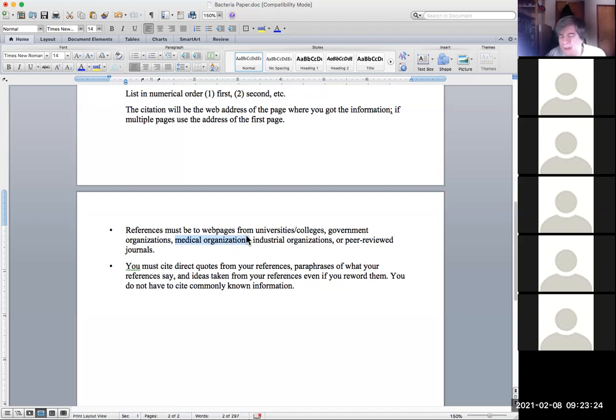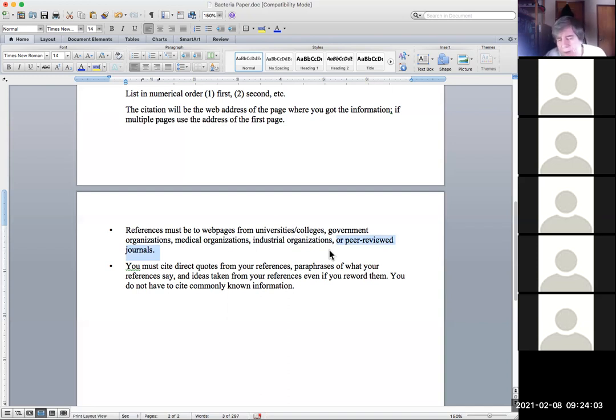You might get information from an industrial organization. For instance, there are several organizations that look at how food is produced. So you might have a reference from the ADA, the American Department of Agriculture, but you might also have a reference from an organization that regulates how something like yogurt is produced. Or it can be an article from a peer-reviewed journal.